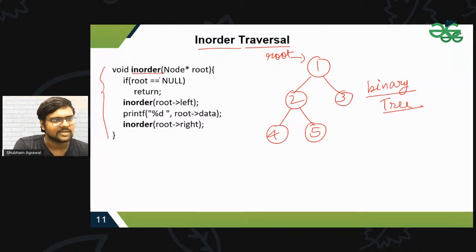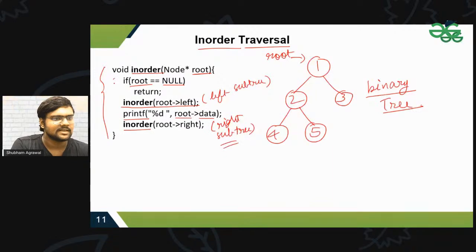Here we pass root, and if root is null, then we just return from here. As you can see, first we are recursively visiting the left subtree, then we are printing the data item, and then we are again recursively visiting the right subtree. The code for recursion is very easy. We just have to give this base condition: if it is null, then we just return from this code. Let's try to apply this code on this tree.